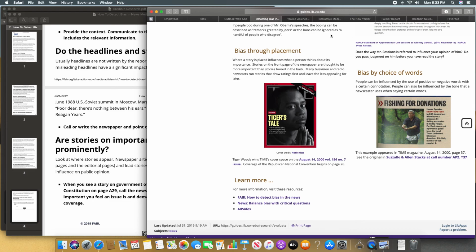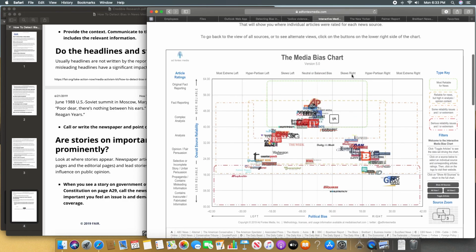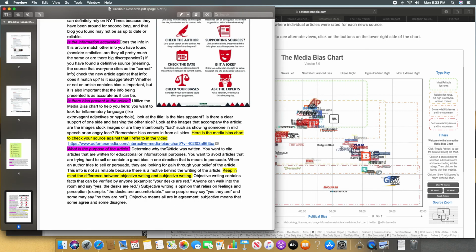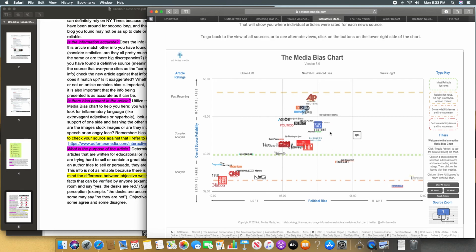Right, so let's go through and take a peek now at the interactive media chart, okay? So this is really cool. This is what's in the link right here in the handout, okay? And so it is interactive in that you can click on areas to see more. You can, hold on, let's see if I can get out of, nope.